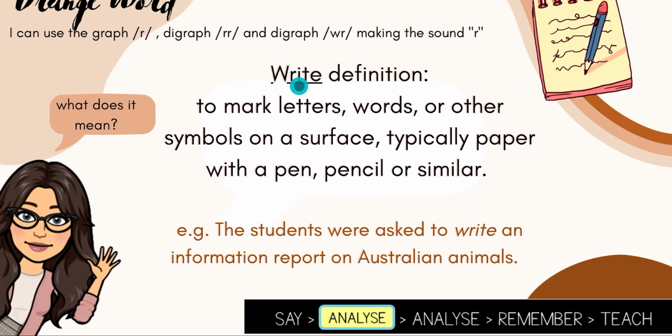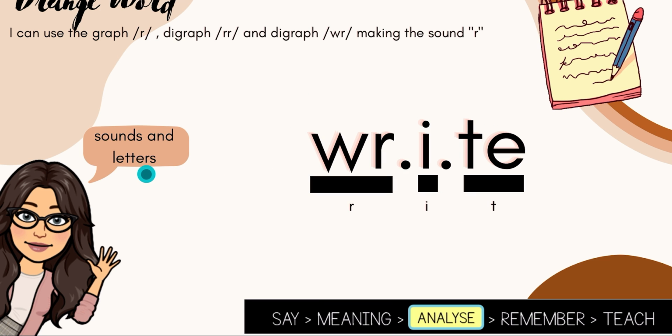So W-R-I-T-E. Let's look at the sounds and letters that we can hear. The sounds that we can hear in the word write are R, I, T. And the letters are W, R, I, T, E. You can see in the word write, we have the digraph WR making the R sound and the digraph TE making the T sound. So W-R-I-T-E. Write.